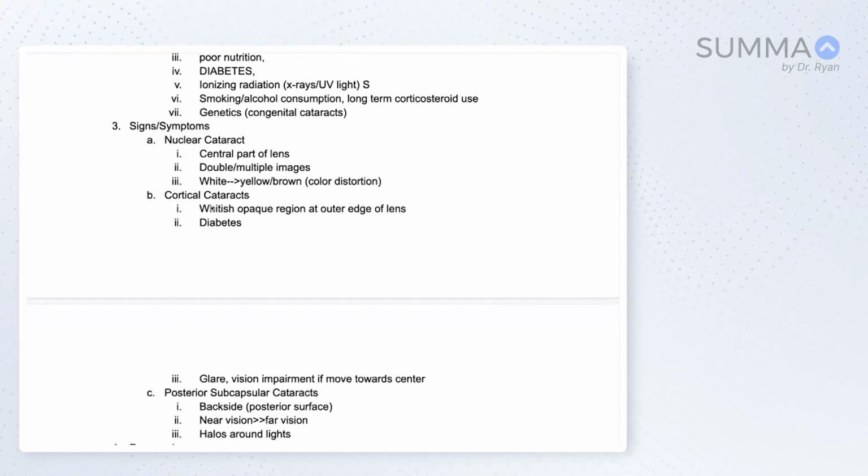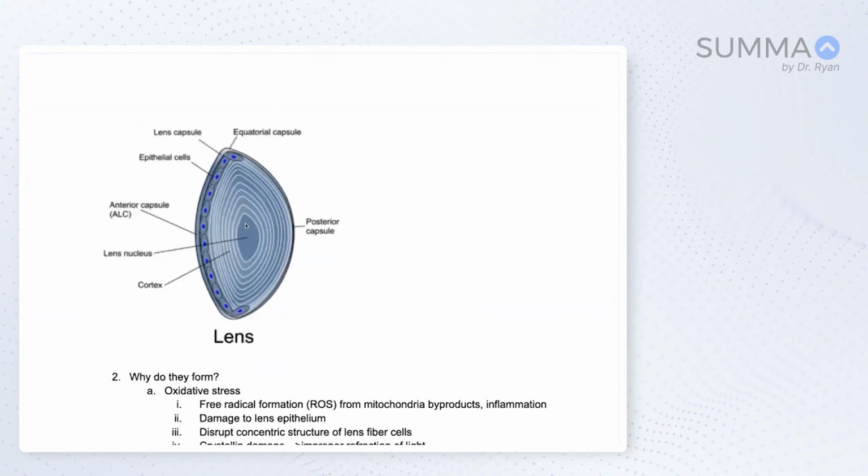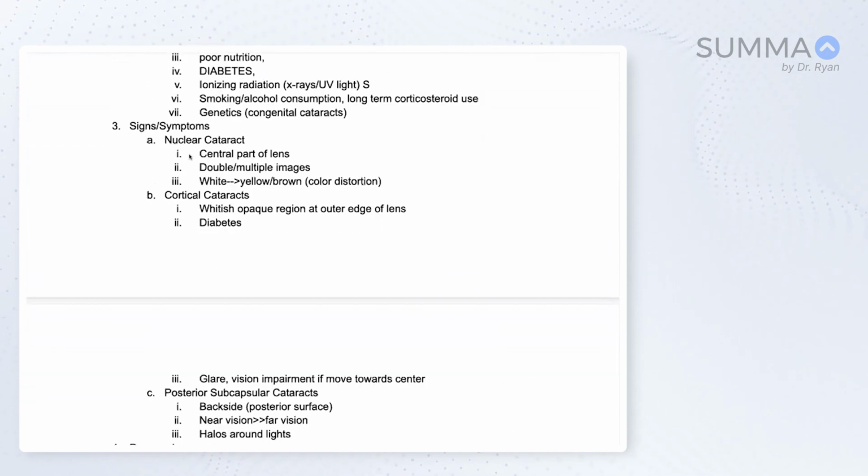So, signs and symptoms. How exactly are they formed? The vast majority of cataracts are actually formed at the center. They're called nuclear cataracts. They start at the center and then move outwardly, and they cause gradual decreases in vision. One characteristic issue that you'll see with the nuclear cataracts is double or multiple images. As I mentioned, it will change the refraction of the light. And you'll see that it will change from white to yellowish brown. You get lots of color distortion.